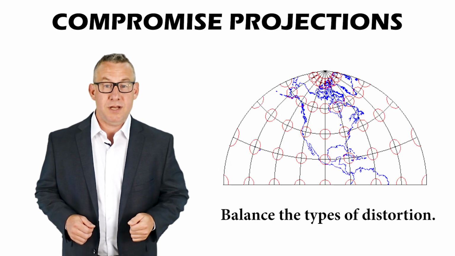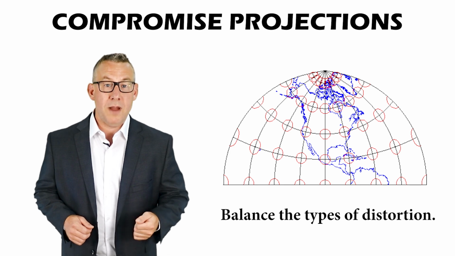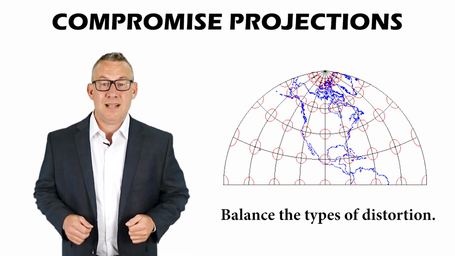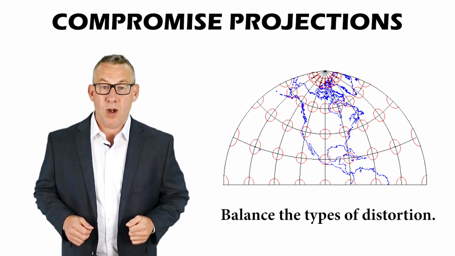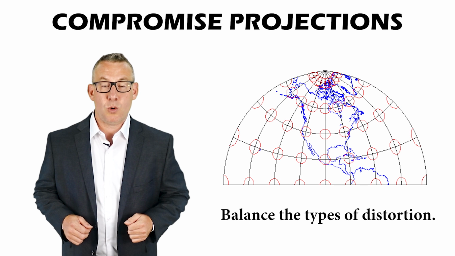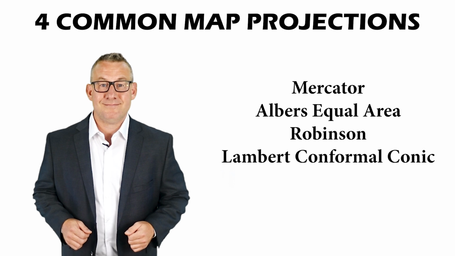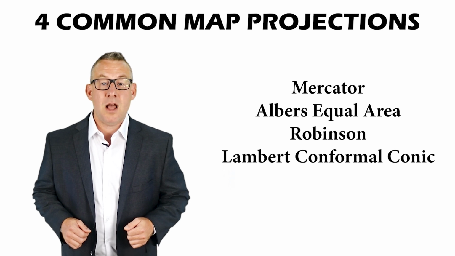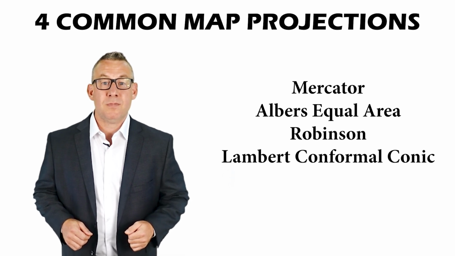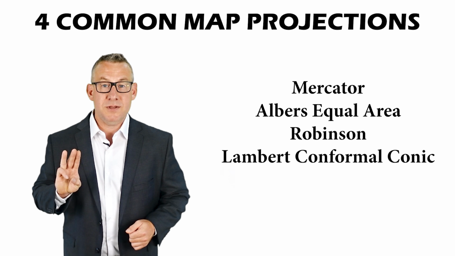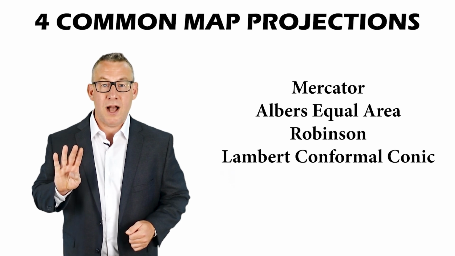There is a 5th type of map projection not included in the standard 4 map projection types in GIS literature. It is the compromise projection. Compromise projections do not preserve any property, but balance the 4 types of distortion. There are 4 common map projections used by mappers. The 4 common map projections are the Mercator, the Albers equal area, the Robinson, and the Lambert conformal conic.